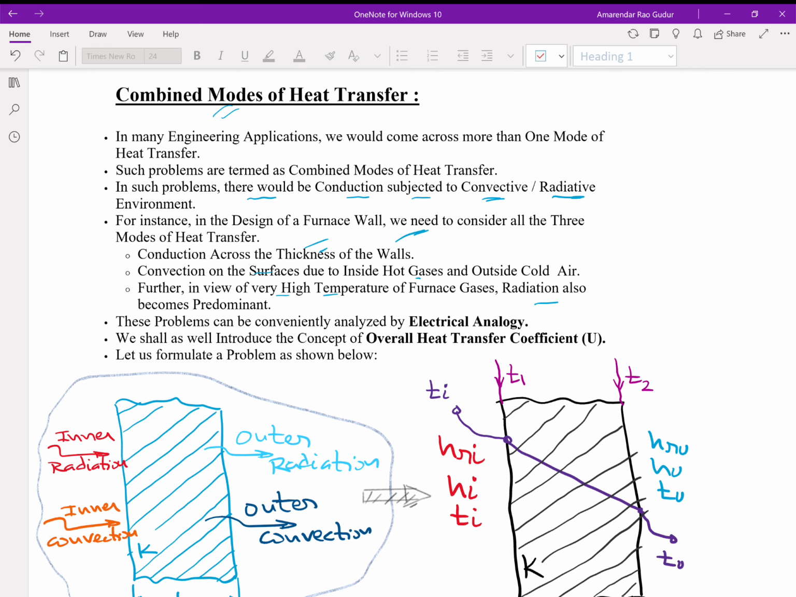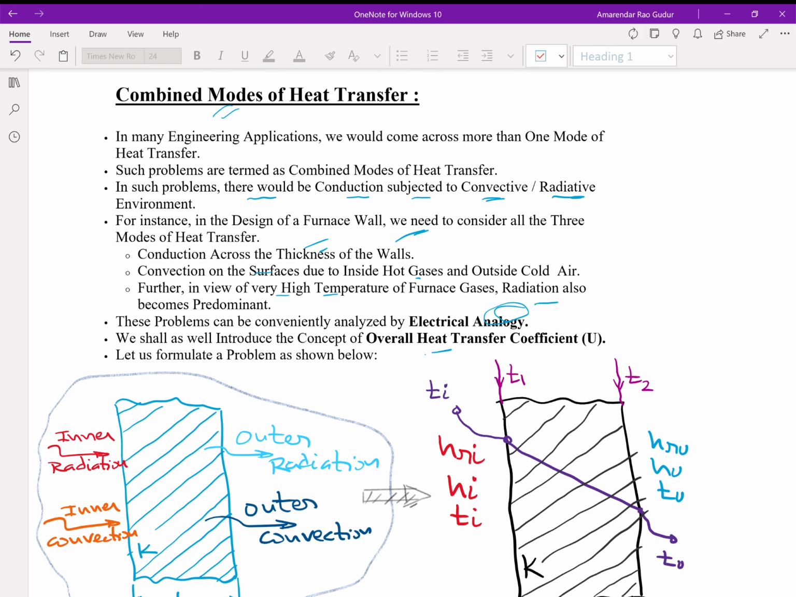Now we shall introduce the concept of overall heat transfer coefficient, so that also will be featuring. Therefore, we will be using both electrical analogy and the concept of U in understanding these complex situations. First, let us formulate the problem.